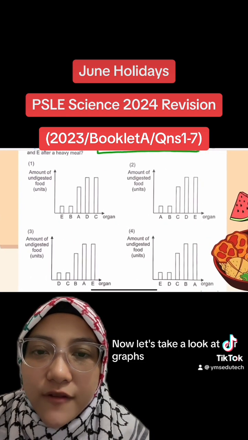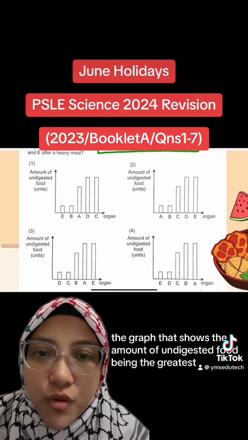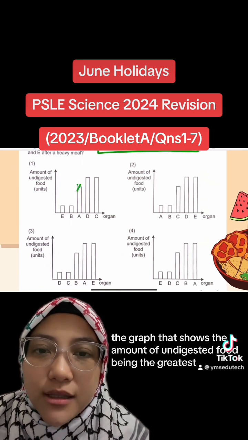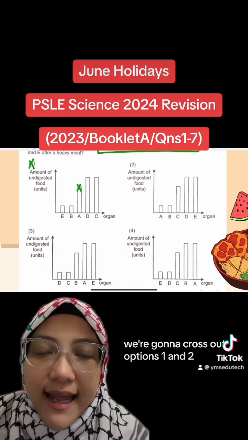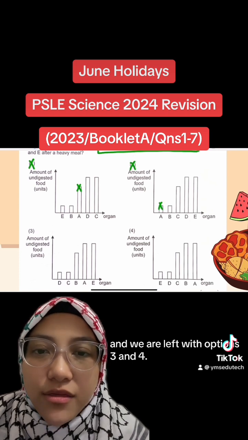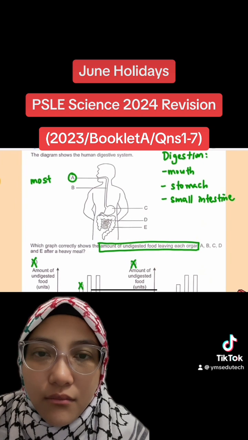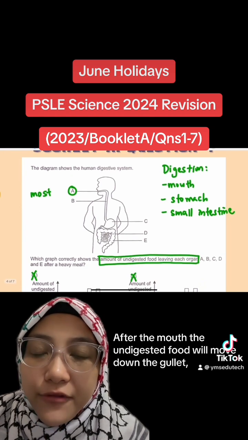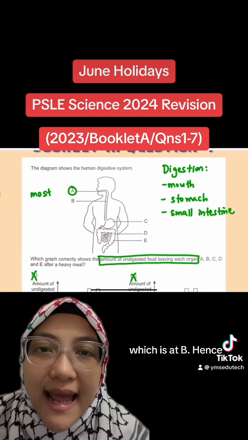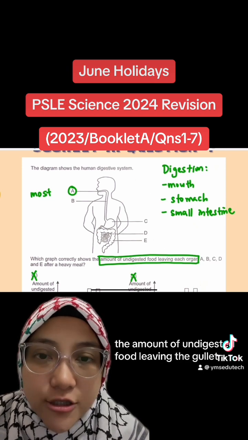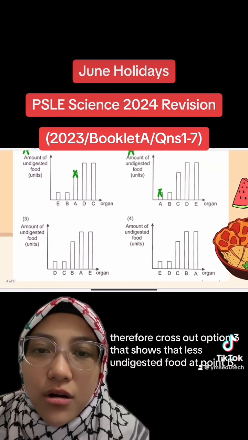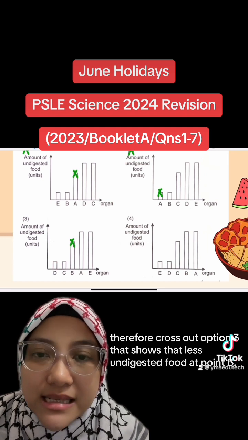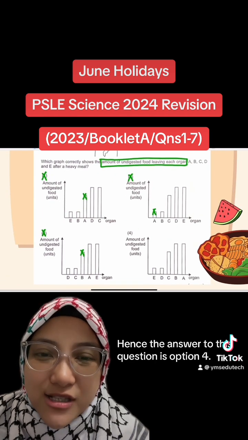Now let's take a look at our graphs and identify the graph that shows the amount of undigested food being the greatest at A. Therefore, we're going to cross out options 1 and 2. And we are left with options 3 and 4. After the mouth, the undigested food will move down the gullet, which is at B. Hence, the amount of undigested food leaving the gullet should be the same as the amount of undigested food leaving the mouth. Therefore, cross out option 3 that shows less undigested food at point B. Hence, the answer to this question is option 4.